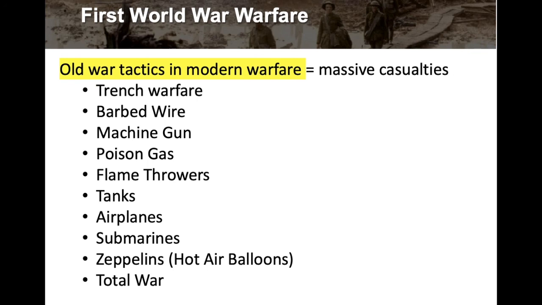A good example of total war is that instead of making automobiles, which were new at this time in the early 20th century, for people to go and just drive around in, everything would be going towards the development of war machines, trucks and tanks and all of that. So just total war.